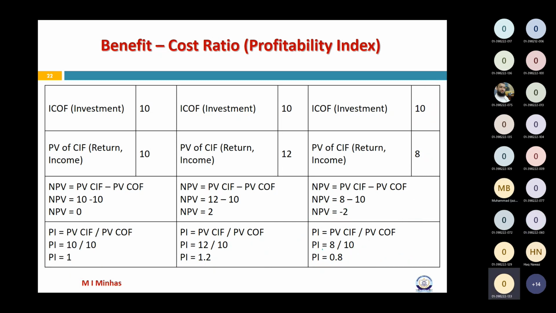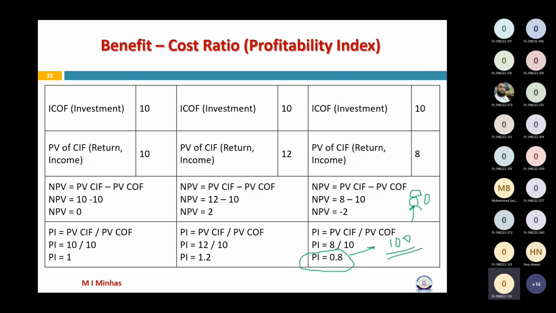Now what does this PI of 0.8 tell you? It tells that there will be a loss of 20 cents on every dollar invested. That means if we invest $100 or 100 rupees somewhere in a project, in return we are getting $80, or 80 rupees. That means we are losing 20 rupees, in fact, right? And that's why we are not going to select this project. Is it clear to everyone now?